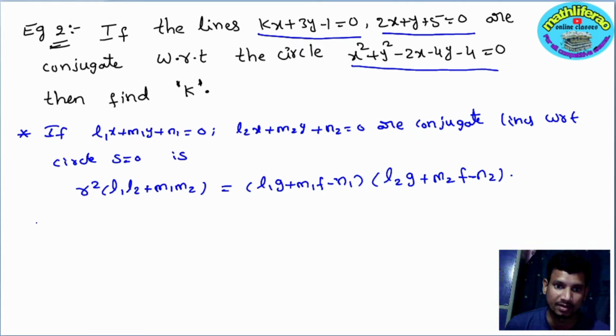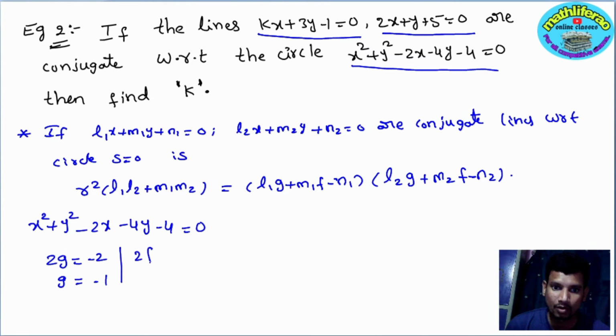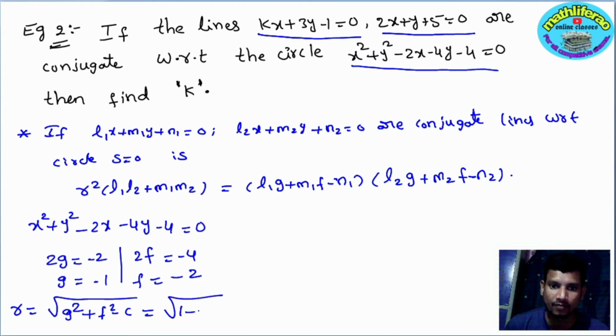First, the circle equation given is x^2 + y^2 - 2x - 4y - 4 = 0. Comparing to the general equation to find the g value and f value: coefficient of x, 2g = -2, so g = -1. Coefficient of y, 2f = -4, so f = -2. Next, radius r = square root of g^2 + f^2 - c, which is square root of 1 + 4 + 4. Root 9 value is 3. So r = 3.